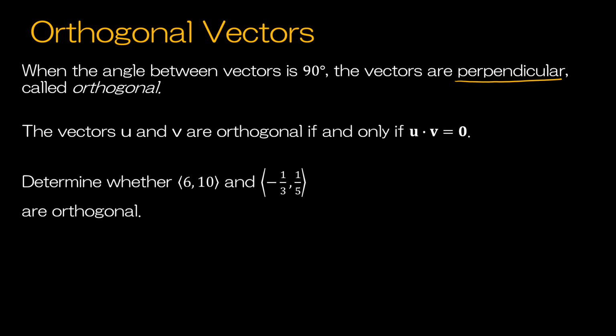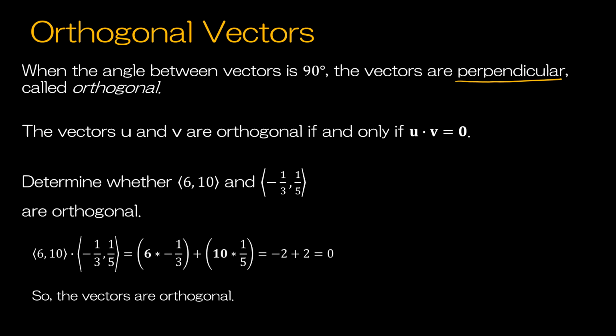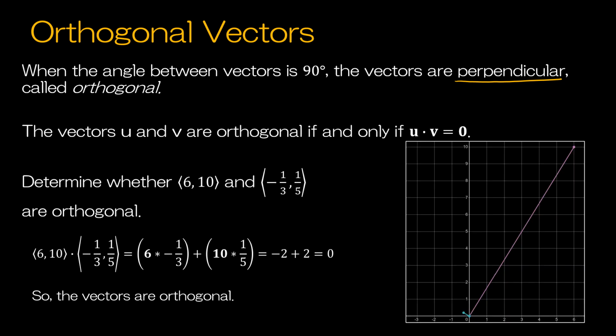So pretty straightforward to do the math here. We're just going to find the dot product of u and v. So 6 times negative 1/3, 10 times 1/5. That gives me negative 2 plus 2, which is 0. So the vectors are orthogonal. Again, I encourage you to visualize this. This is the vector 6, 10.